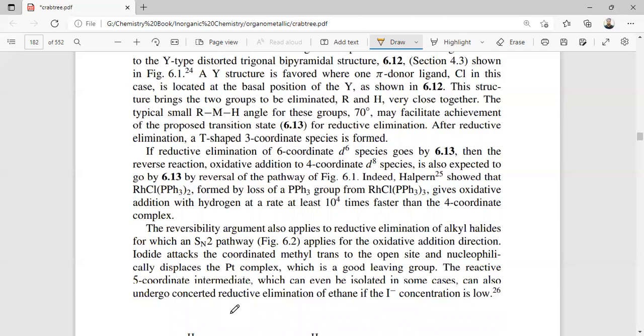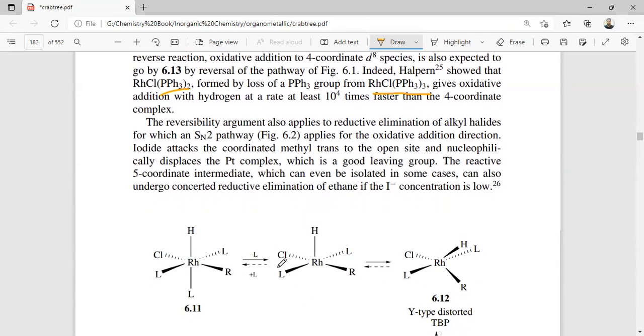So reductive elimination from a 6-coordinate d6 species goes via the reverse reaction, oxidative addition to a 4-coordinate d8 species, which is also expected to go by several pathways. From the rhodium chloride phosphine complex, the loss of phosphine to form a 3-phosphine complex gives oxidative addition with hydrogen at a rate tending to be faster than the 4-coordinate complex.